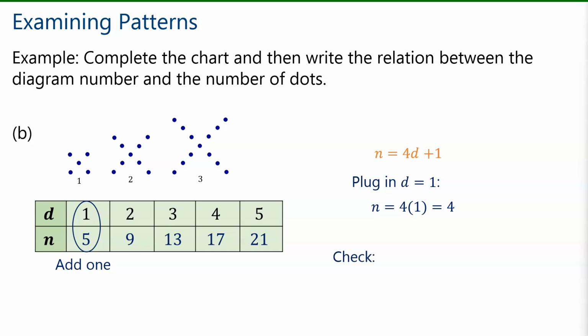So let's check this now to make sure that it's correct. Let's replace the d value with 2. So we're hoping for a value of 9, because that's what the chart says. So let's work it out. 4 times 2 is 8, and then adding 1 to that is indeed 9. So that means our equation is correct.